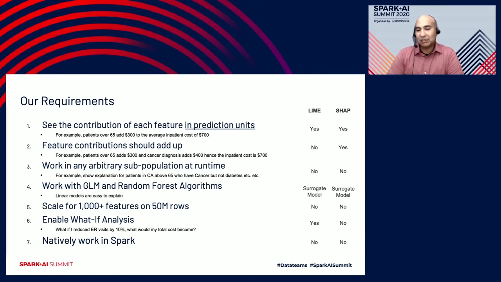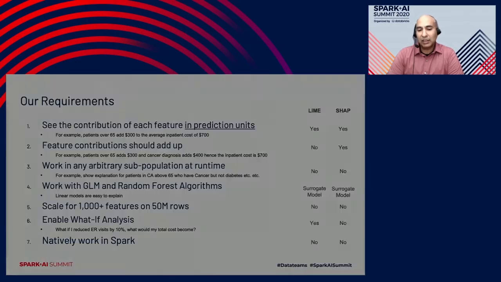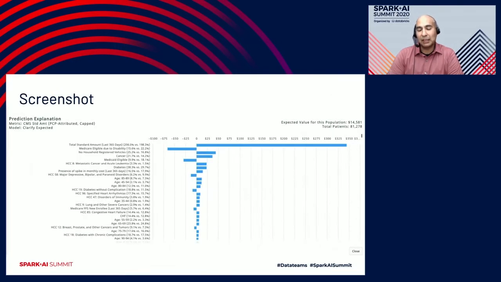The other option that's available out there is called SHAP. This, again, does work in the prediction units, and the feature contributions do add up, but it's not designed to do this on an arbitrary subpopulation. You sort of have to do your SHAP analysis ahead of time before you can show that. It again uses a surrogate model, which is close, but not exactly what the existing model does. And it certainly doesn't allow you to do what-if analyses.